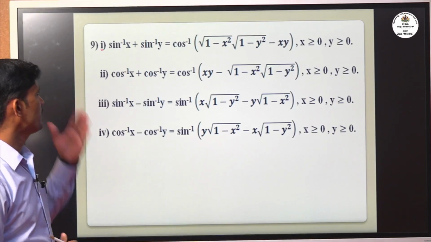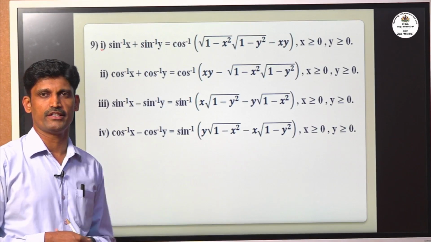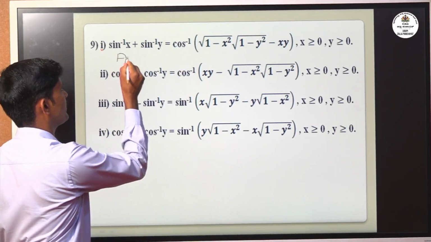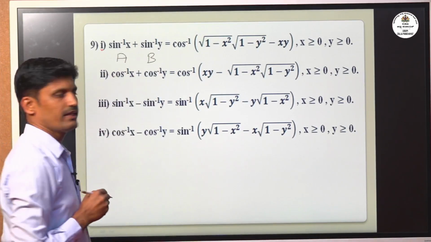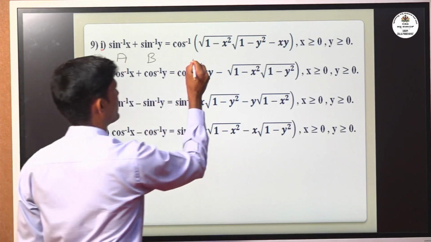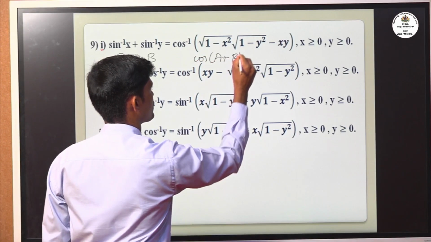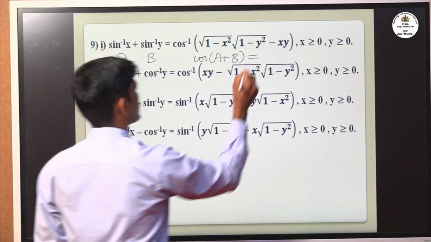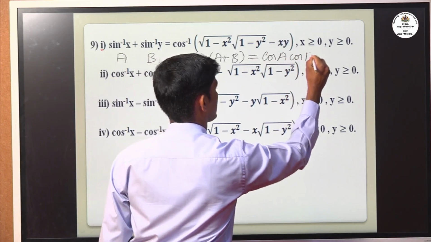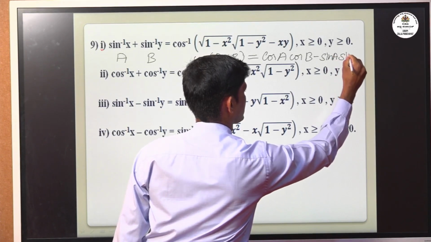Then this is another important formula, which can be remembered using a transformation formula that we have studied in our first PUC trigonometry. If you call this sin inverse x as a, and sin inverse y as b, then it is a cos of a plus b formula. You know, cos of a plus b is equal to cos a cos b minus sin a sin b.